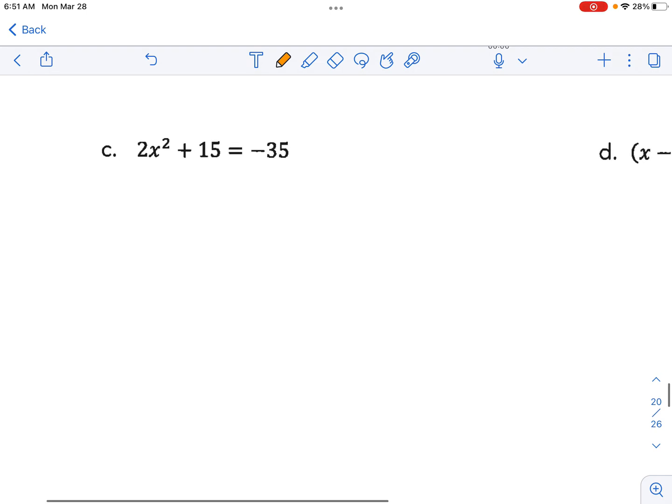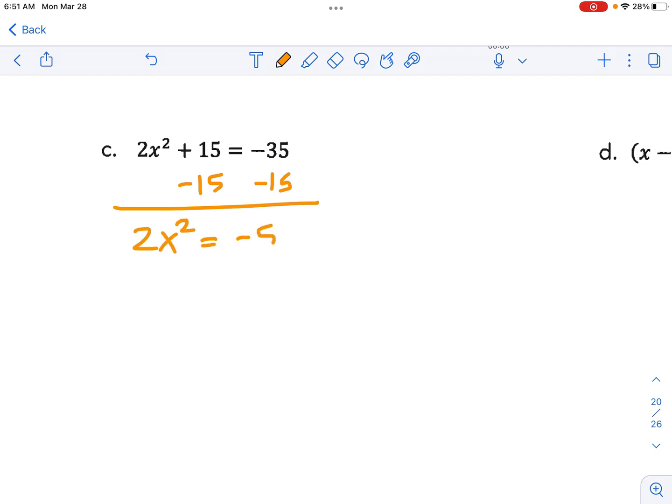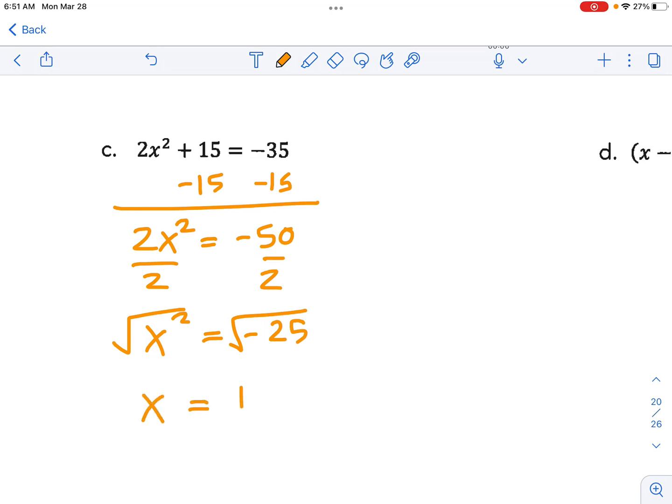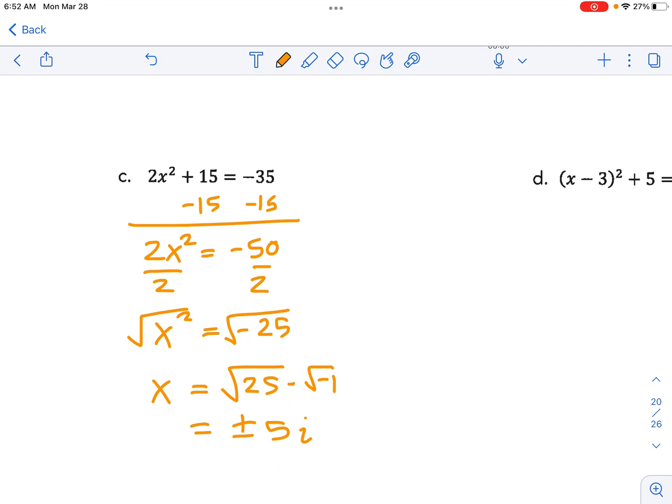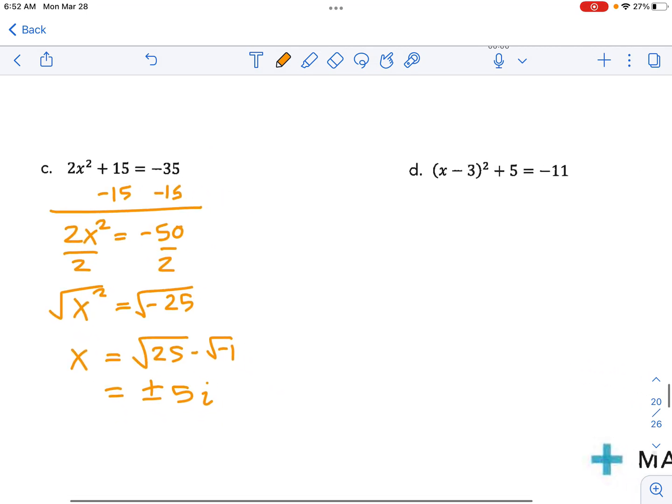Okay, let's look at C together. So we've got a few steps here. I'm going to have to subtract 15 from both sides. I get 2x squared equals minus 50. I'm going to divide by 2 to isolate that x squared term. Get x squared equals negative 25. I'm going to square root both sides. I'm going to get x equals plus or minus, again, I'm skipping steps here, right? The square root of 25 times the square root of negative 1. And that's going to be plus or minus 5i for that answer.